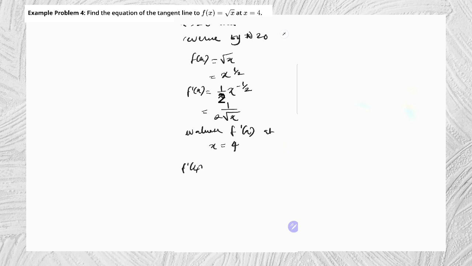Now, if you evaluate the differentiation of f of x at x equals 4, all you have to do is put in 4 anywhere you see x, and you get 1 divided by 2 times square root of 4. I know that square root of 4 is 2, so that will be 1 divided by 2 times 2, which equals 1 over 4. This is the slope of the tangent line.